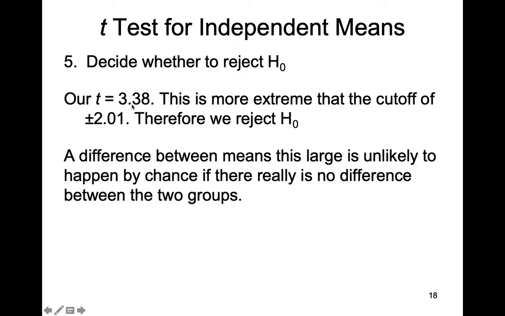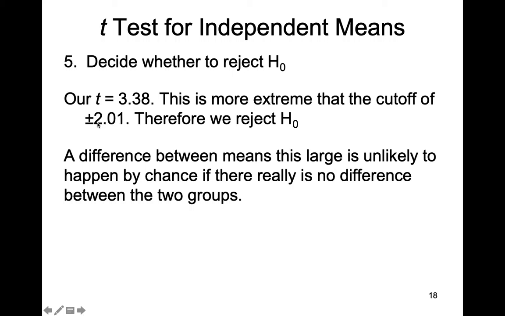That t statistic is telling us that the difference between our two means is 3.38 standard errors away from the expected difference of 0 under the null hypothesis. And that's too many.